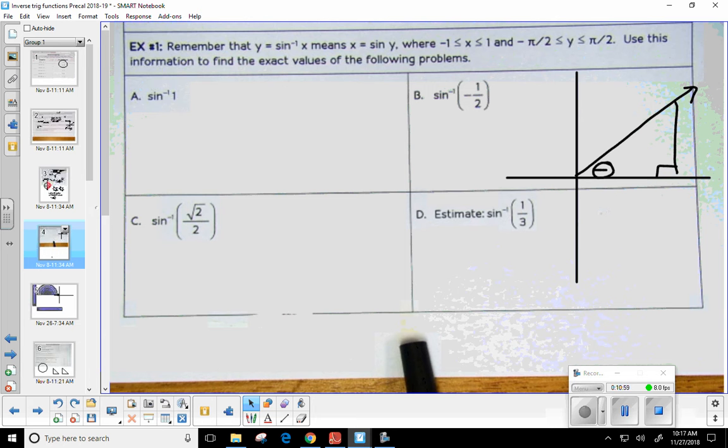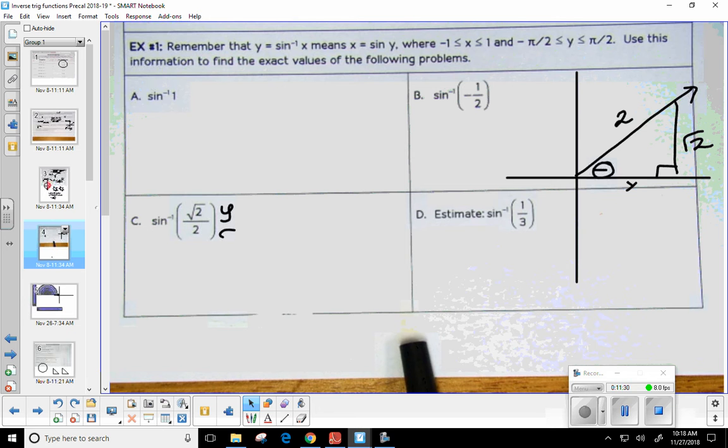So sine, what are the sides that we always get? Sine is what over what? It's opposite over hypotenuse. So we have the y over the r. So here the opposite is the square root of 2, and the hypotenuse is 2. To figure out if this is one of my two special right triangles, I need to find the third side. How do I do that?